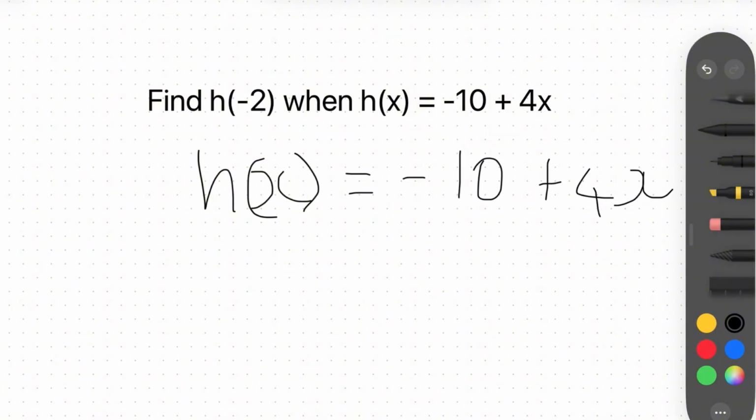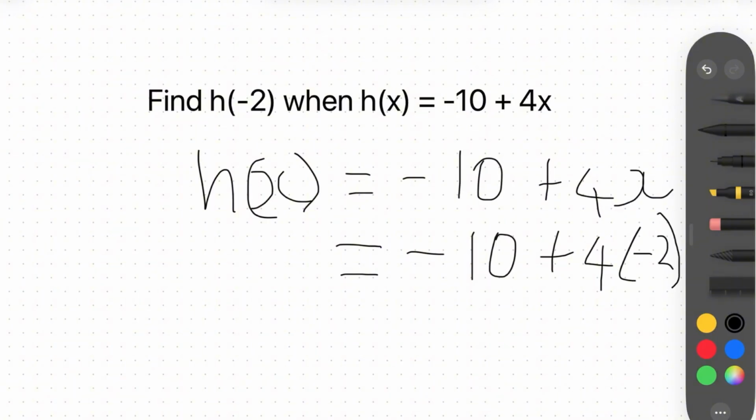Now you're literally halfway finished. Now, all you start to do is substitute. So change this x, kick it out of here, and put a -2. Now you're basically done. Now it's time for you to calculate.